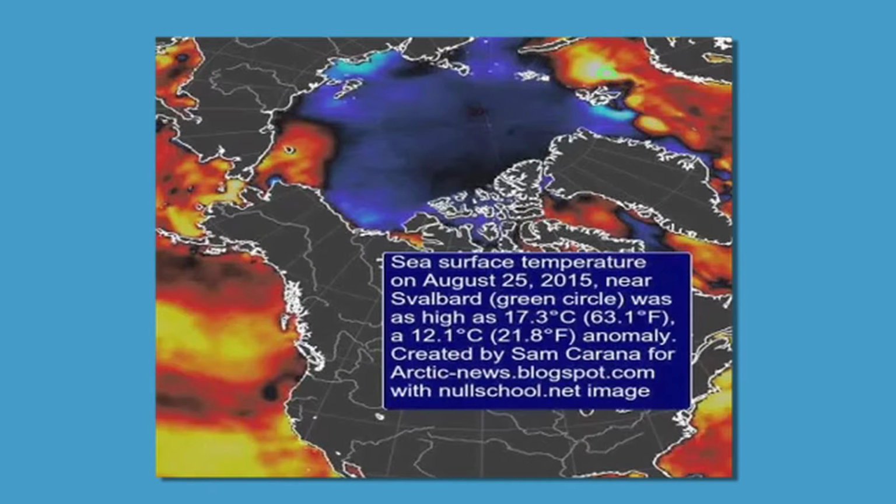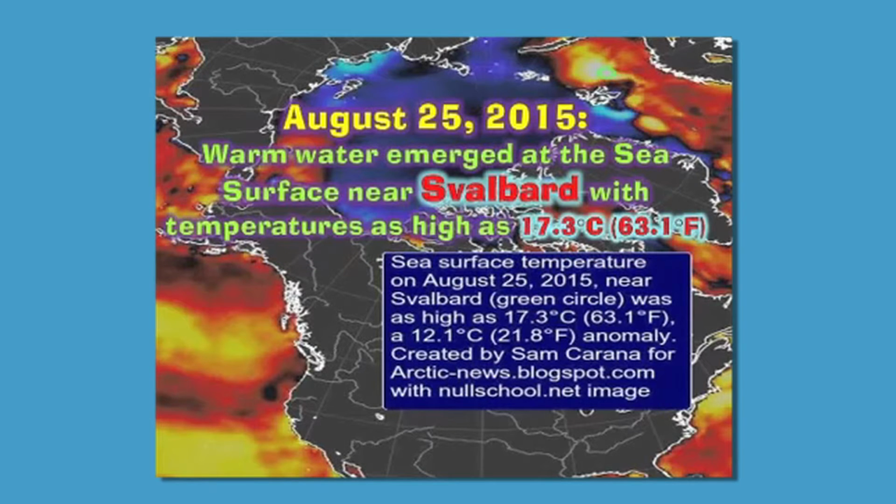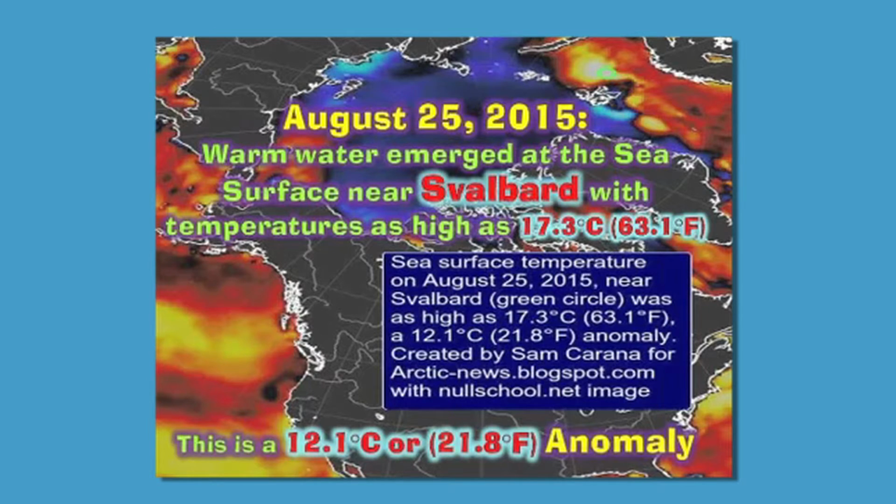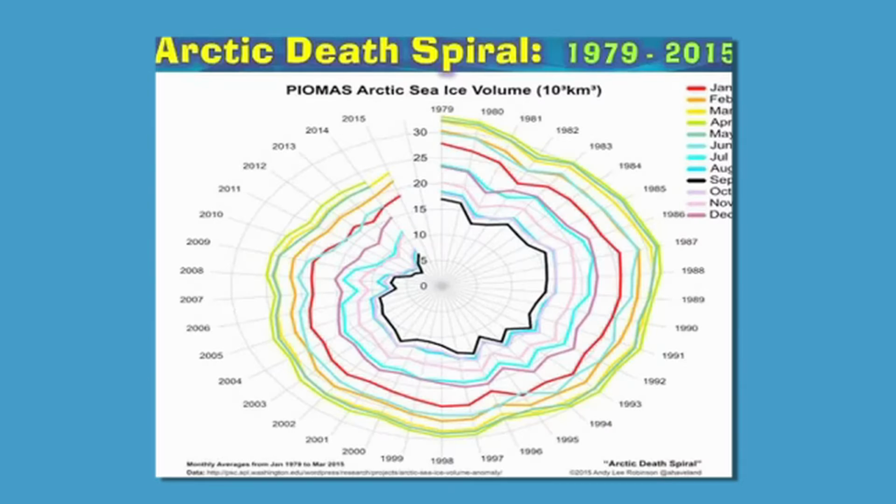Here's another picture a few days later. You can see, in fact, this is August 25th, just a couple of days ago, and you can see that Svalbard is on fire. It was 63 degrees in the water beside Svalbard on August 25th, just a couple of days ago. This is a 21 degree Fahrenheit or 12 degrees centigrade anomaly. To think of this is really stunning.